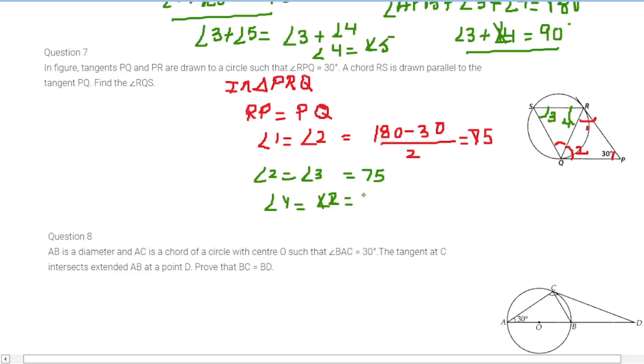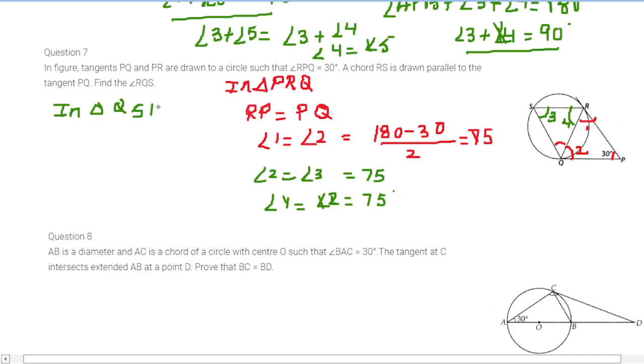So now in triangle QSR, angle RQS will be equal to 180 minus 75 plus 75. Hence angle RQS will be 30 degrees.